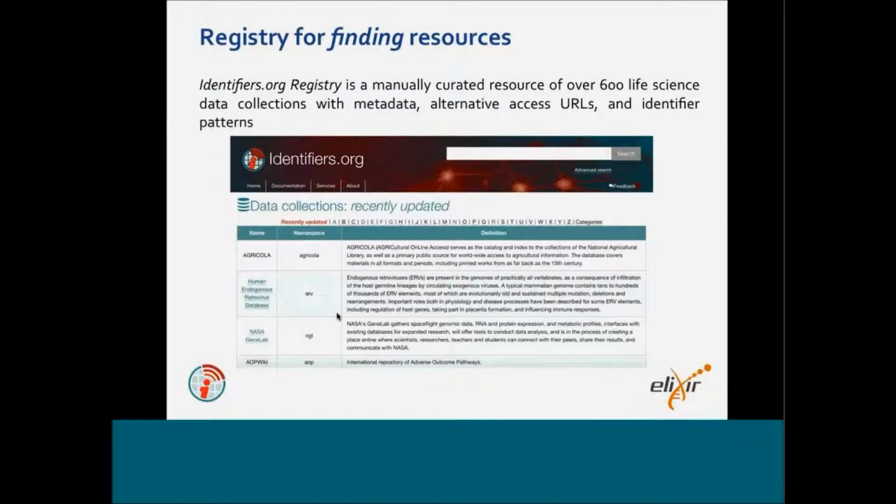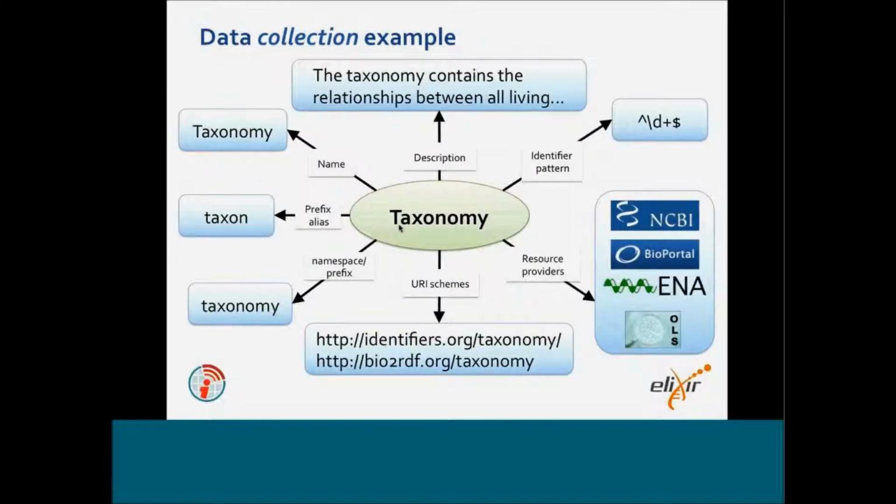So what do we have? We have a registry which has over 600 life science data collections. And for each of these collections, we store information about them. For example, the description, name, different URI schemes, identifier pattern, and we assign a prefix to each of the collections. The prefix uniquely identifies the collections within the registry.